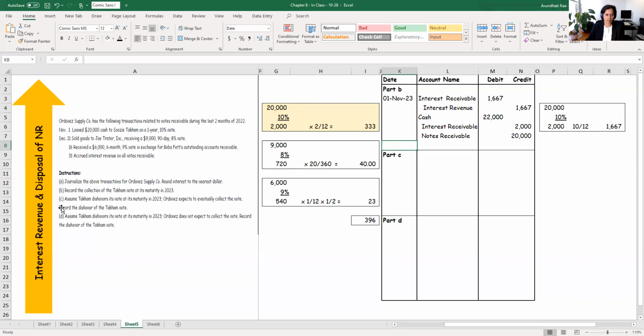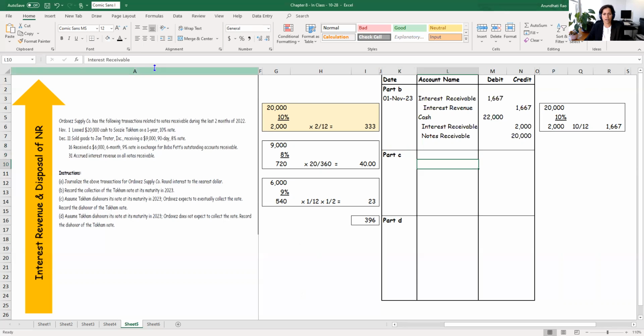Now let's look at part C. Part C tells us to assume the customer dishonors the note, which means they do not make the payment on the due date at maturity. We expect to eventually collect the note. So we are saying that we didn't get the money now, but we're fairly confident we're going to get it later on. So what do I need to do?